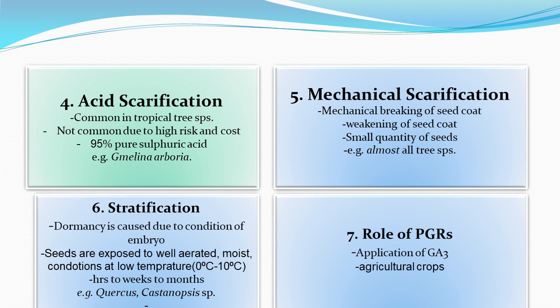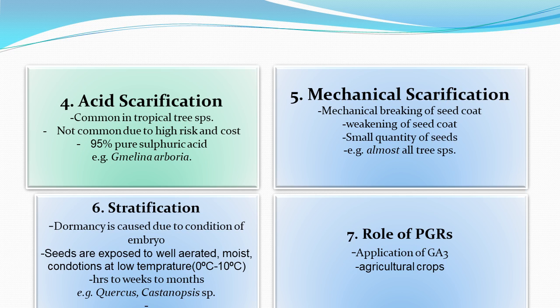The next method is mechanical scarification. Simply, the mechanical breaking of the seed coat to weaken it. This method is applicable, but again only for a very small quantity of seed, and the seed size should be large enough to break the seed coat mechanically. This method is applicable in almost all tree species.